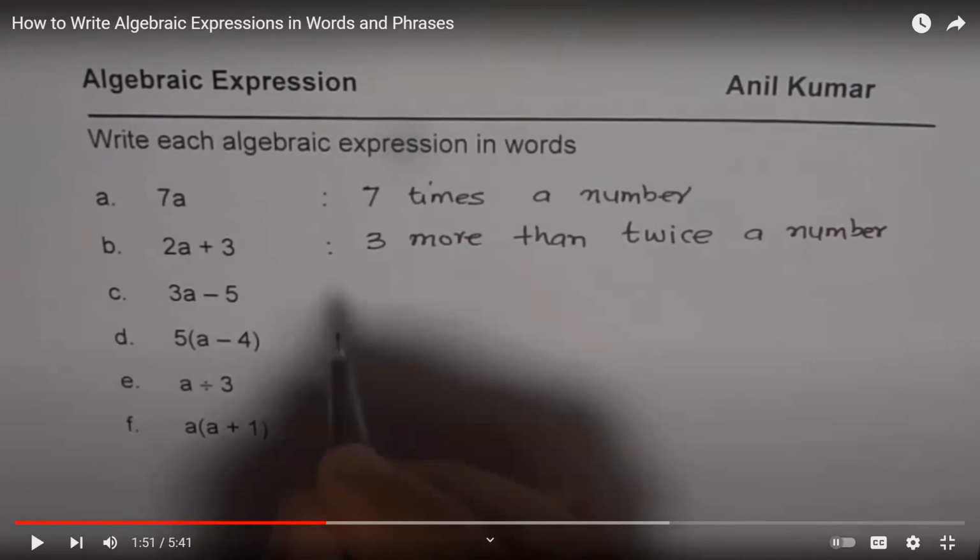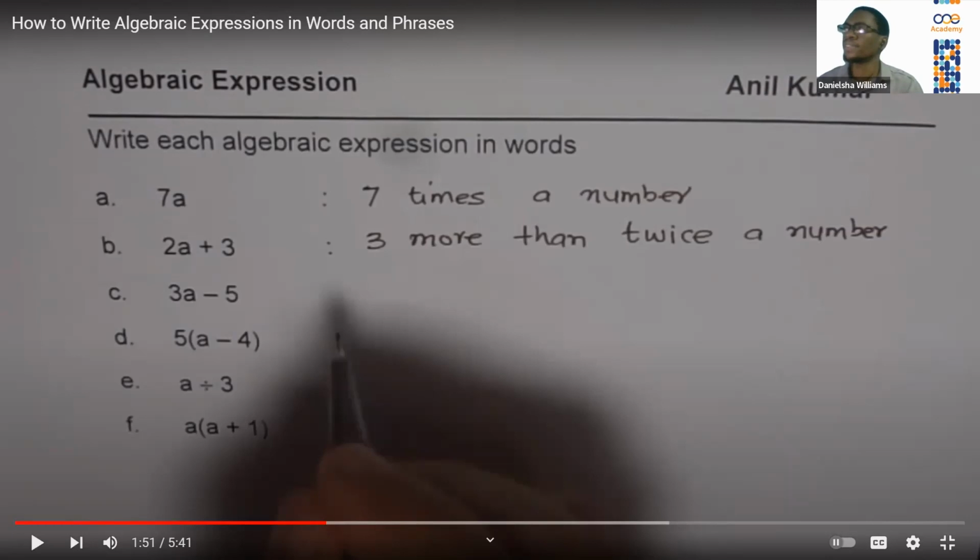So 3a minus 5 could be written as 3 multiplied by a number minus 5. Okay, that's one way of writing it. Does anyone have another way of writing it? 3 times the number decreased by 5. Yes, that's also another way of writing it. Dante, would you like to give it a try? Anyone else? There's another way of saying this.